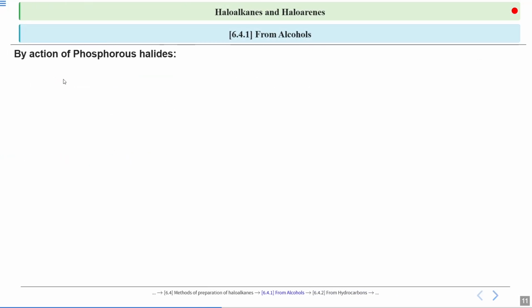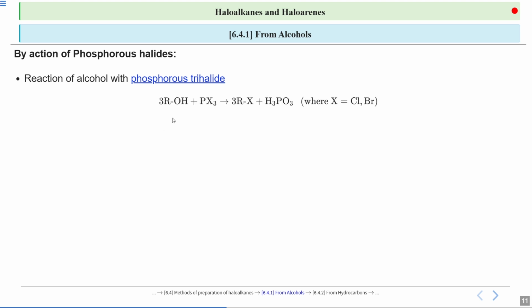Next, let's see how you can prepare haloalkanes from alcohols by the action of phosphorus halides. Firstly, the reaction of alcohol with phosphorus trihalide. Trihalides means 3 halogen atoms are going to be there. So in this case, you have to take 3 molecules of alcohol to react with the phosphorus trihalide, so that the 3 halogens from phosphorus trihalide will each attack an alcohol molecule, replacing the hydroxyl group attached in each of the 3 alcohols.